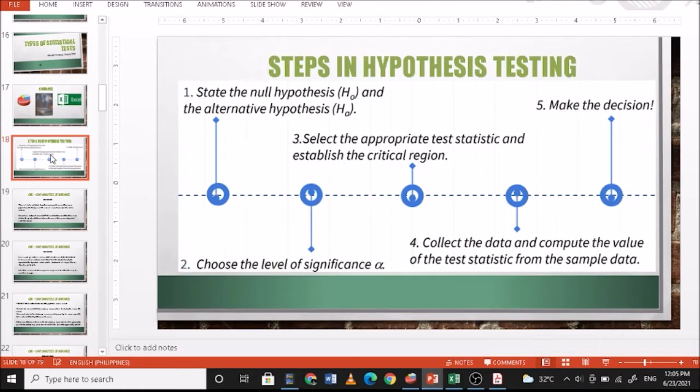As a review, these are the steps in hypothesis testing. Number 1, state the null hypothesis and the alternative hypothesis. Number 2, choose the level of significance. Number 3, select the appropriate test statistic and establish the critical region. Number 4, collect the data and compute the value of the test statistic from the sample data. And number 5, make your decision.